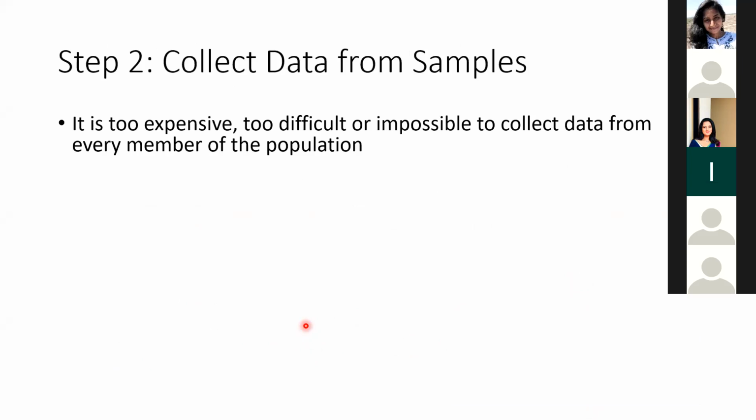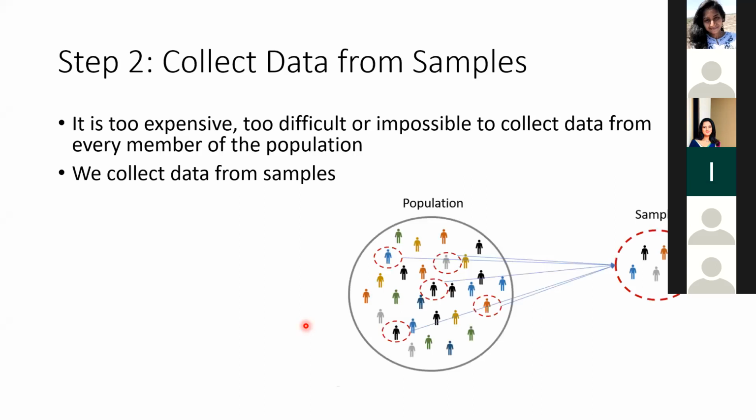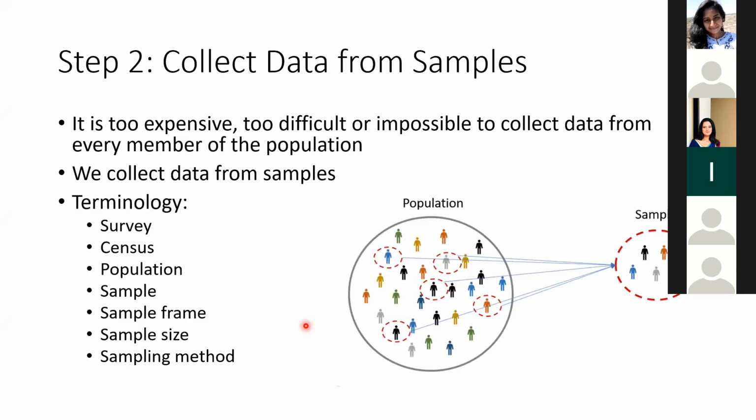Collect data from samples. As we know, sometimes it's not practical, sometimes it's very expensive, sometimes it's very difficult to reach the entire population. So what we do is we take samples. There are various sampling methods available in statistics, right? Some of the terminology we use in sampling is survey. Survey is when we are collecting data from a sample. Census means when we are collecting data from the population. Likewise, there is some other terminology available.